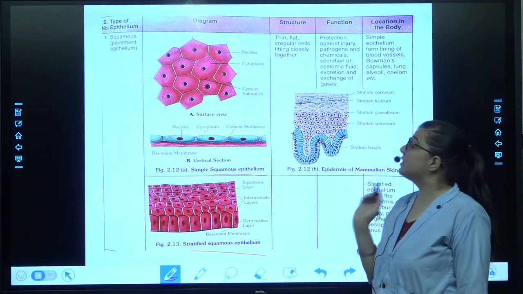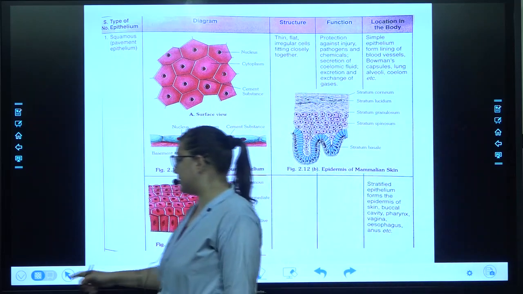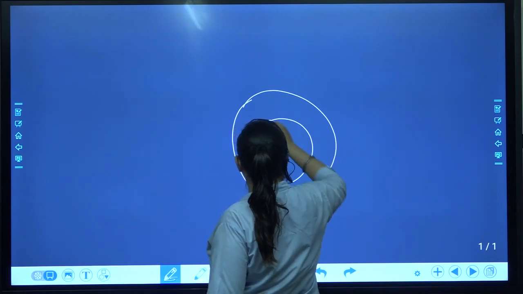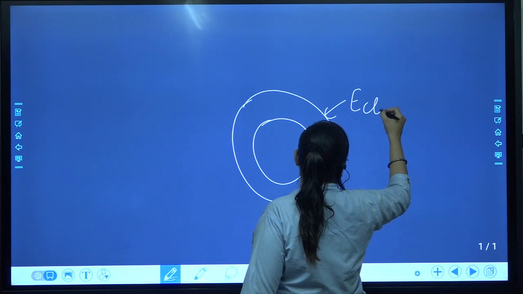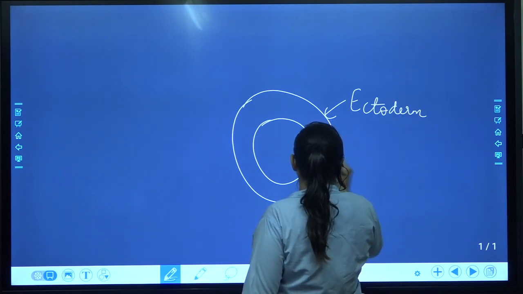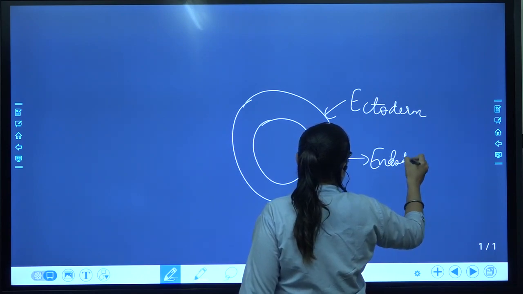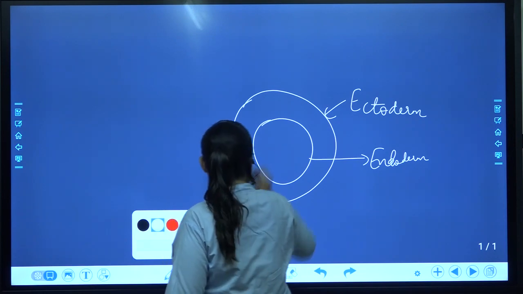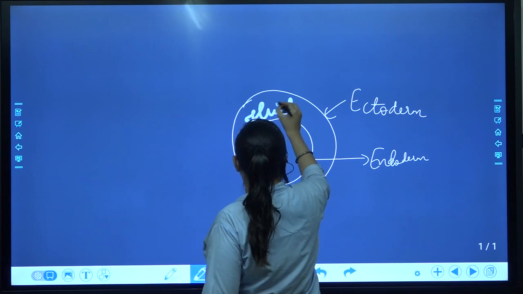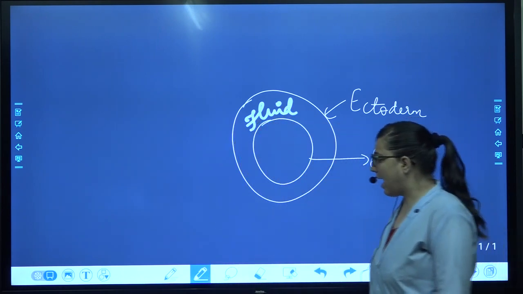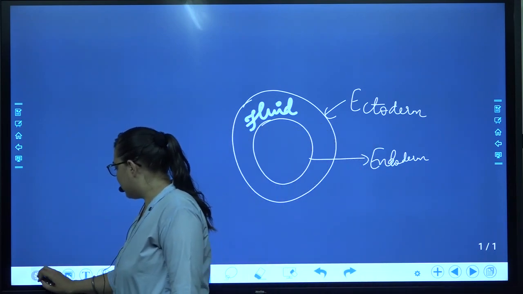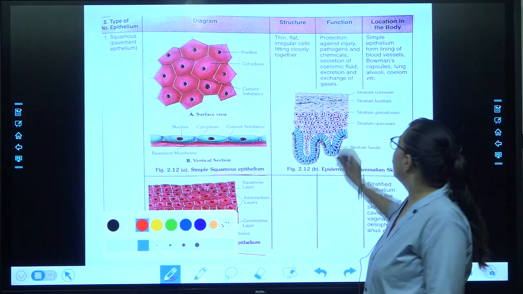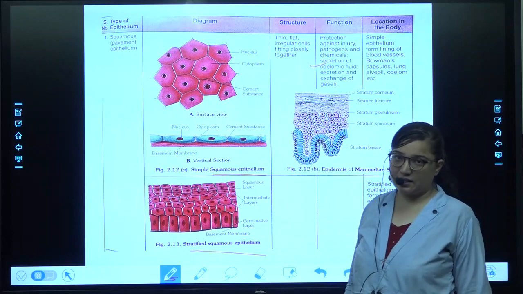It will help in the secretion of coelomic fluid. Try to recall what coelomic fluid was. Things are done again and again so that you remember them well. There are two layers. Try to recall ectoderm and endoderm. Here the fluid is filled. Where there is fluid, it is called the coelom. And over here, that is the function of simple squamous epithelial cells. It will help in the secretion of coelomic fluid, in the excretion and exchange of gases.